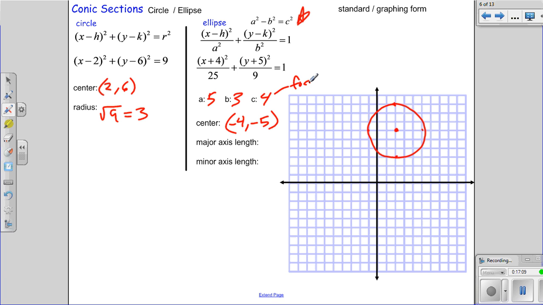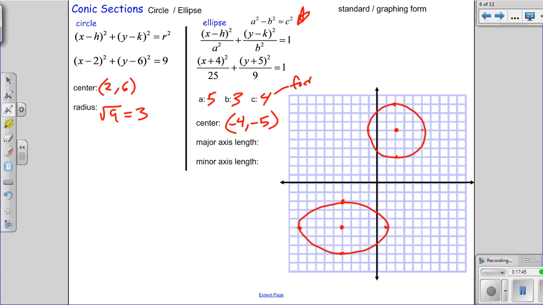Okay. So let's go ahead and kind of sketch this. So we're going to have a starting point at -4, -5. And since the 25 is associated with the x, and the major axis is the bigger one, I'm going to go to the right 5. That's 1. And then 5 this way. And then 3 up and down. So that gives us the actual outside curvature of the ellipse. So I'll sketch that in here. Now the foci are C units away from the middle.